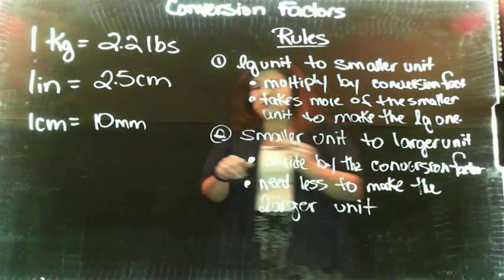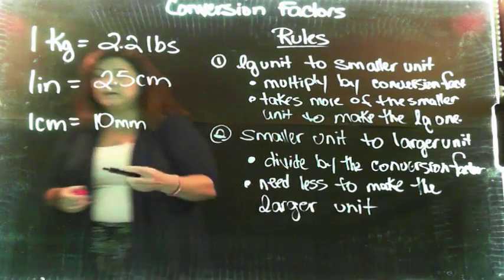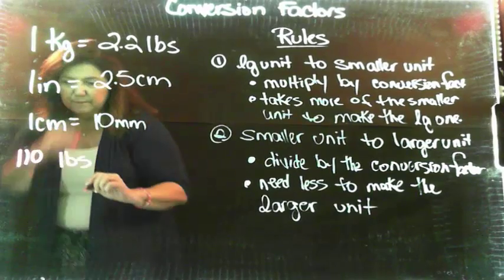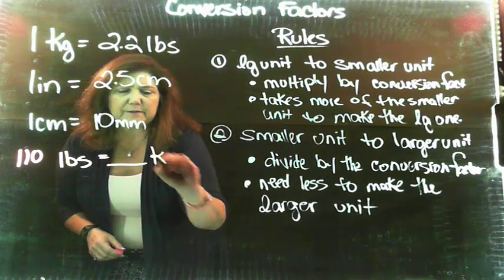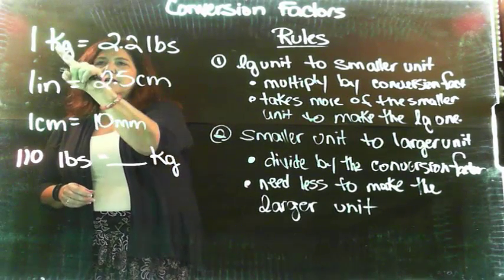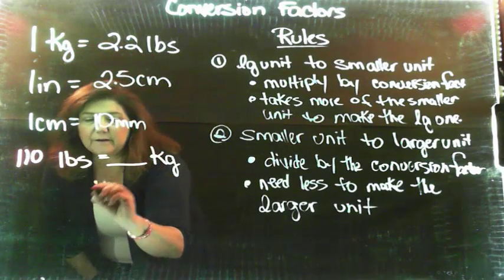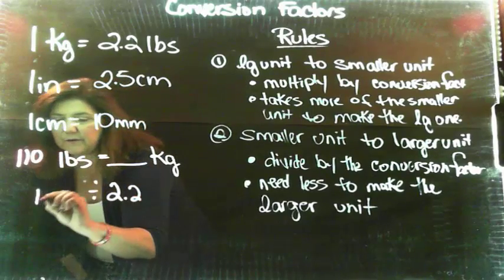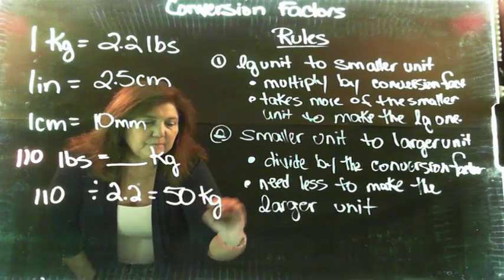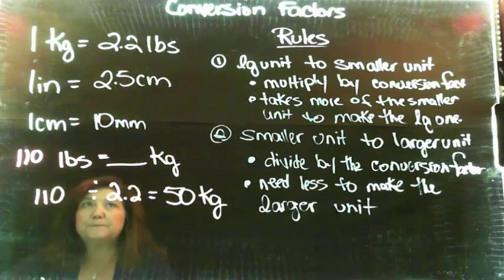Okay, so with that, let's do just a couple of examples. So let's say, for example, we have a patient that comes in and they weigh 110 pounds, and we need to know how many kilograms that is. Well, I'm going from pounds to kilograms, which means I'm going from my smaller unit to my larger unit. So I'm going to divide by my 2.2. So if I take 110 and divide it by 2.2, that gives me 50 kilograms.